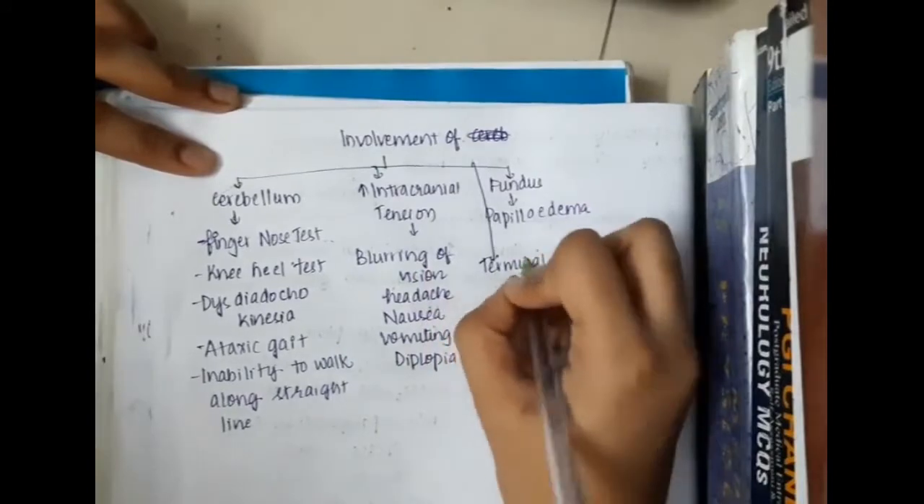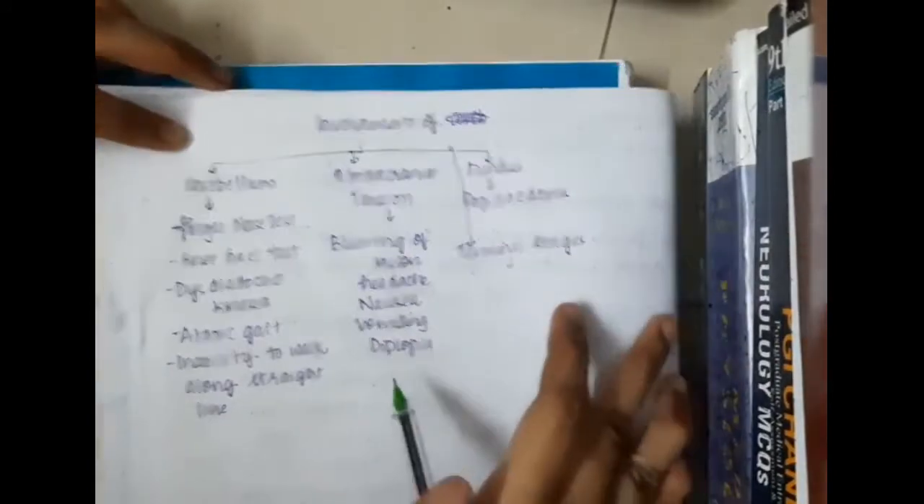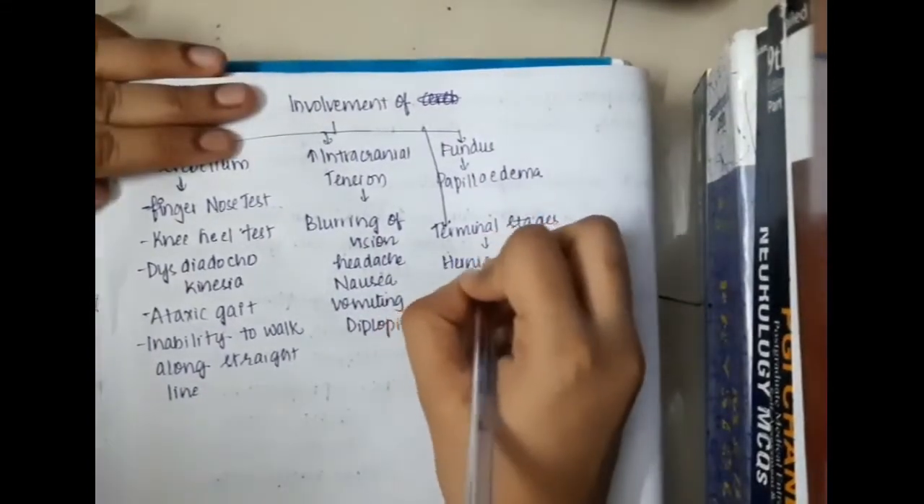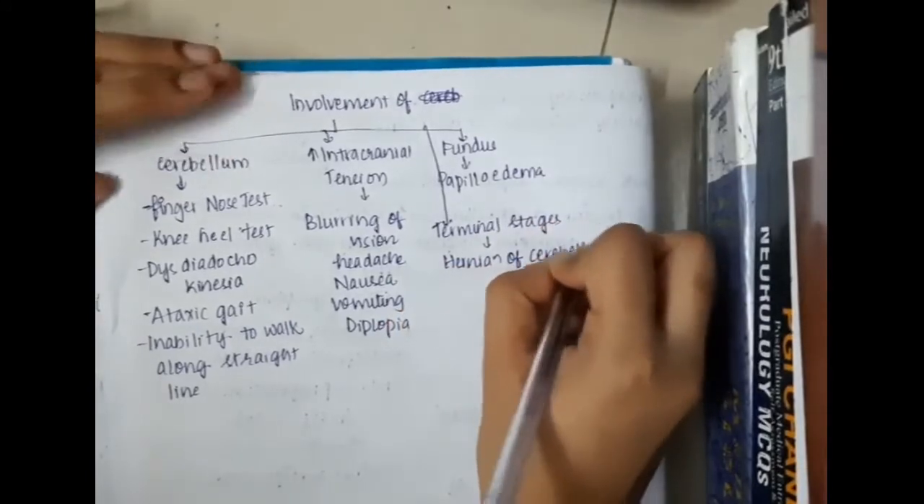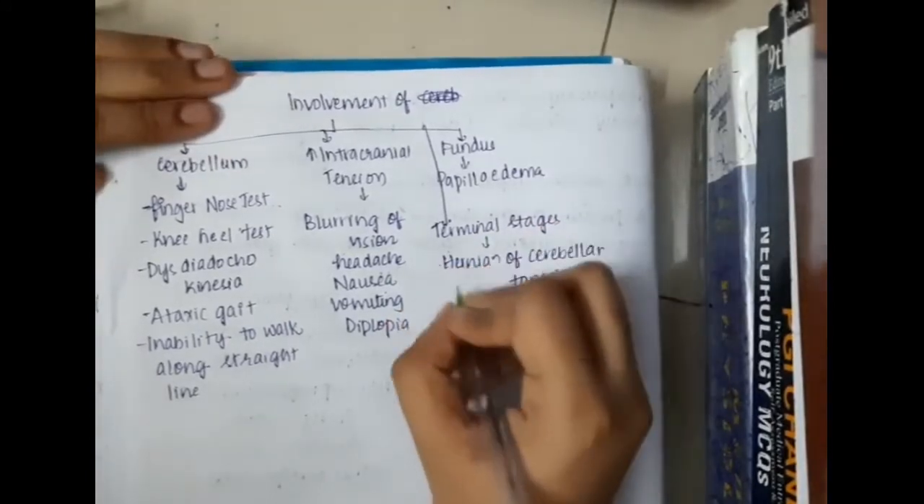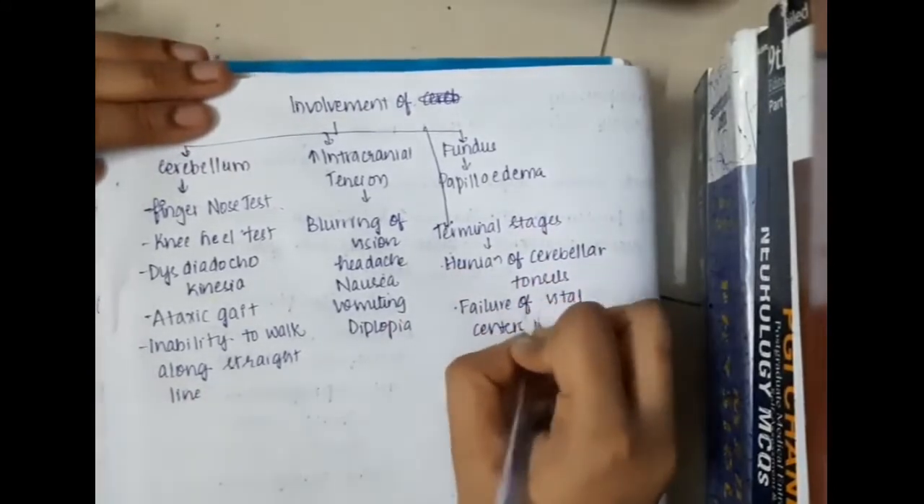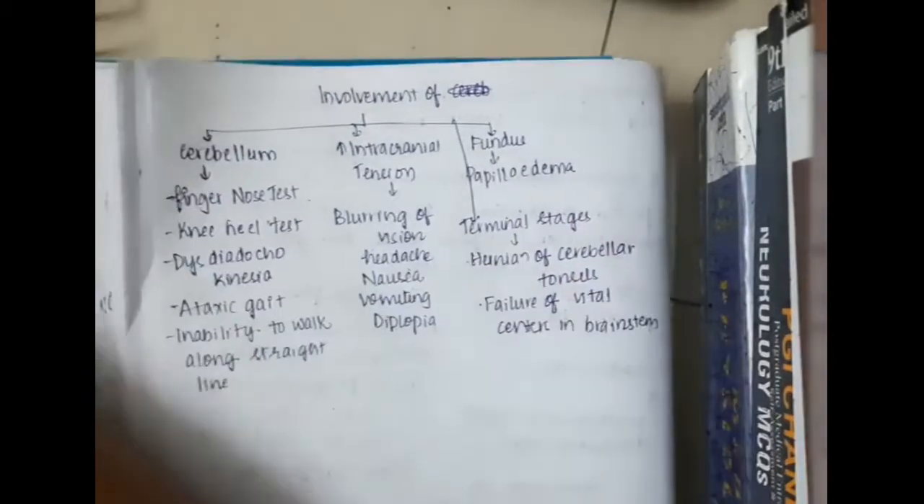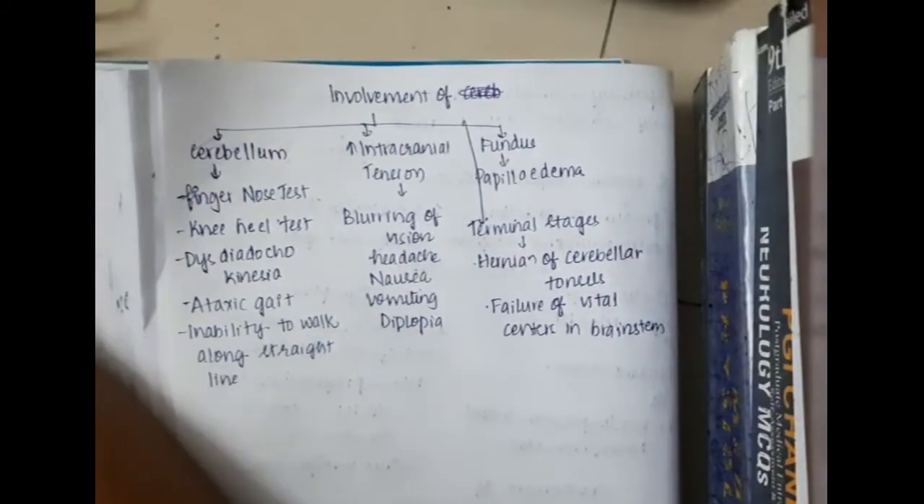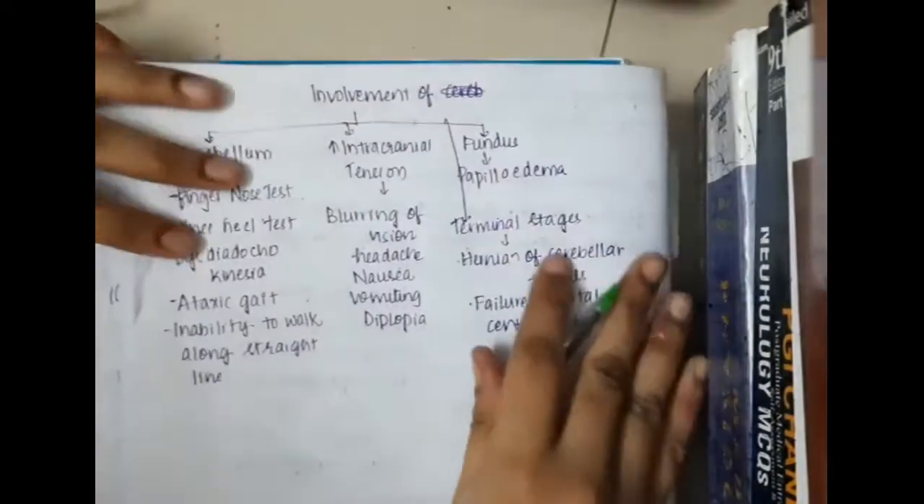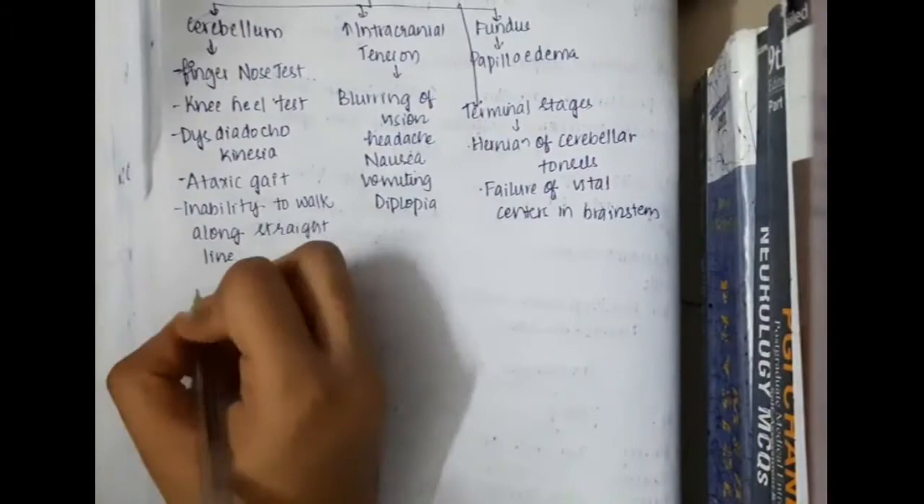In terminal stages, herniation of the cerebellar tonsils occurs, and there is also failure of vital centers in the brainstem. So these are the main important points in the spread of acoustic neuroma.